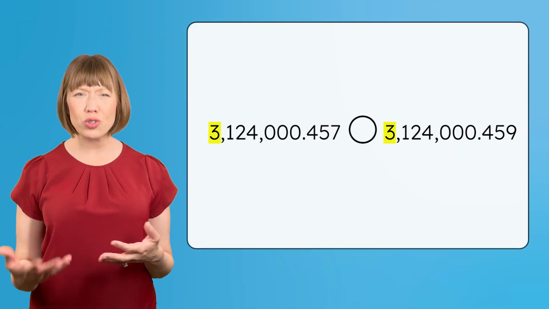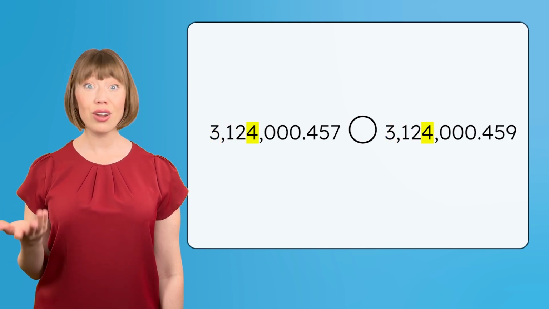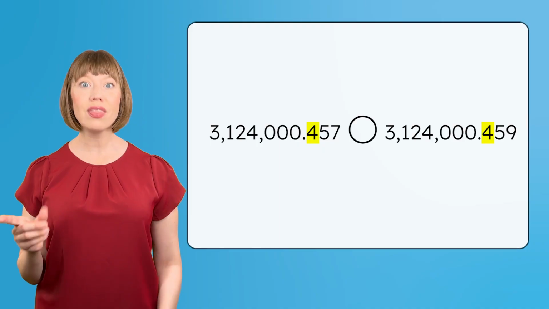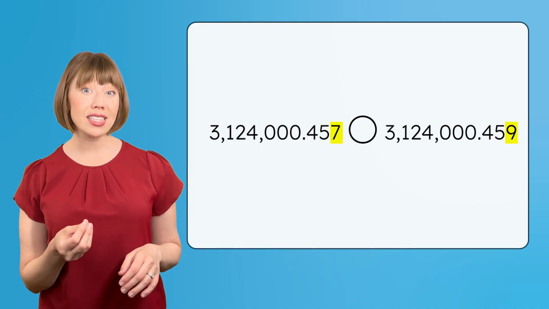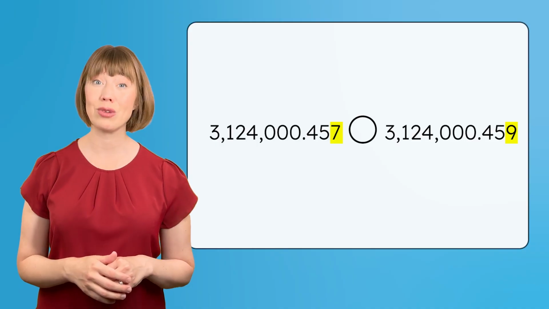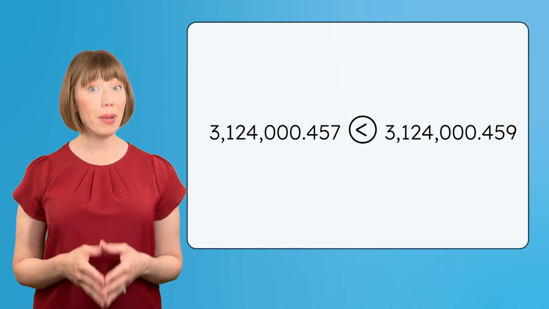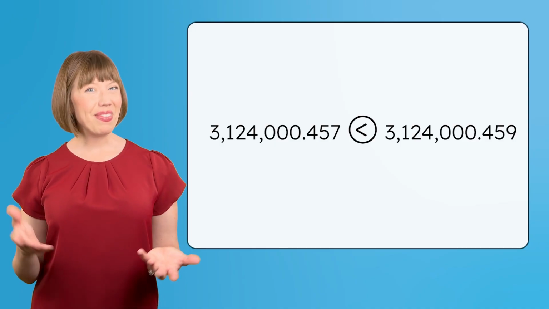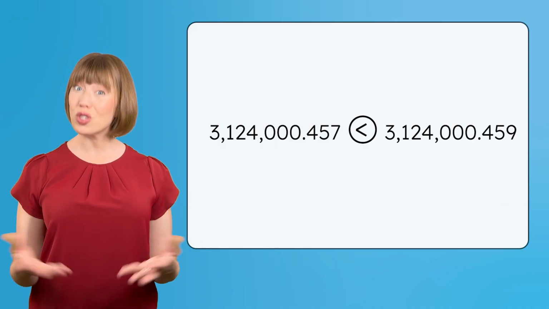As we compare each digit, starting in the millions place, notice that they are the same except for the thousandths place. Since 7 thousandths is less than 9 thousandths, that means we'll use the less than symbol to compare these 2 numbers. Next, let's check out how to show that numbers are equal to each other.